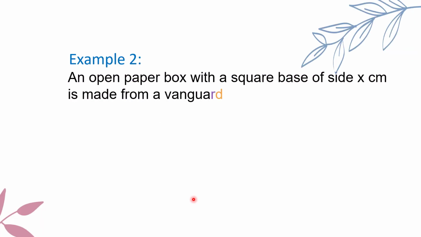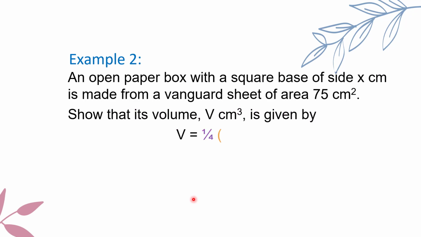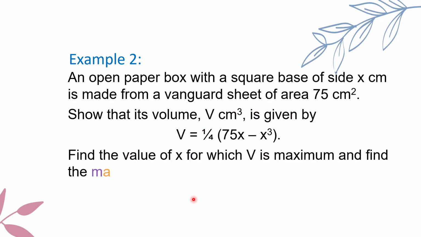Let's continue to example 2. We have an open paper box with a square base of side x centimeters, which is made from a Vanguard sheet of area 75 square centimeters. Show that its volume V cubic centimeters is given by V equals 1/4 times (75x minus x cubed). Find the value of x for which V is maximum, and find the maximum volume.